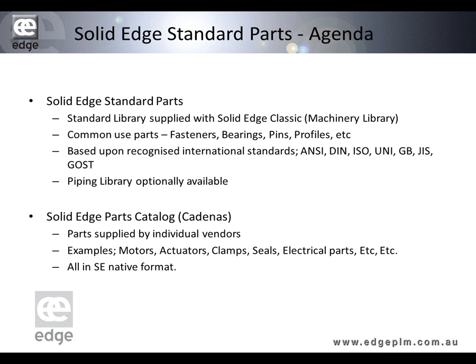The other thing we'll be looking at is the Solid Edge parts catalogue. Now these aren't quite standard parts, these are vendor parts, if you like. They're things like motors and clamps and industrial controllers and on and on and on. Seals, electrical parts, there's hundreds and hundreds of thousands of these things.